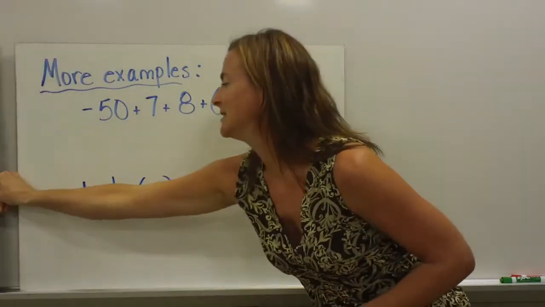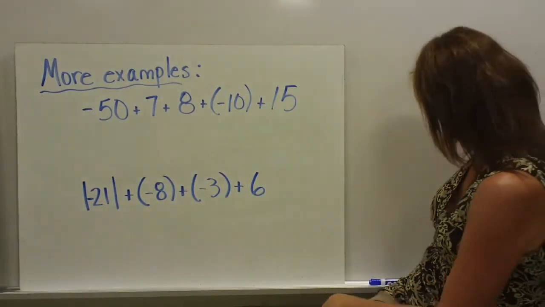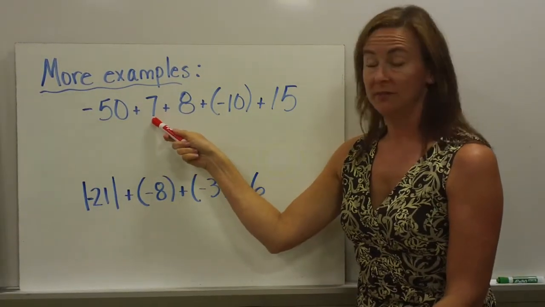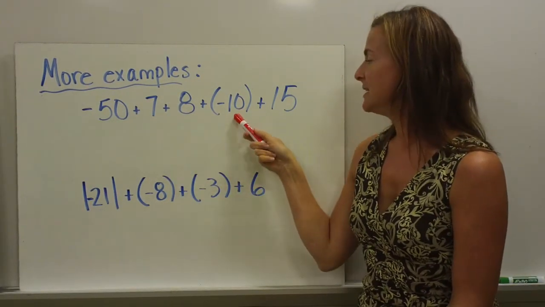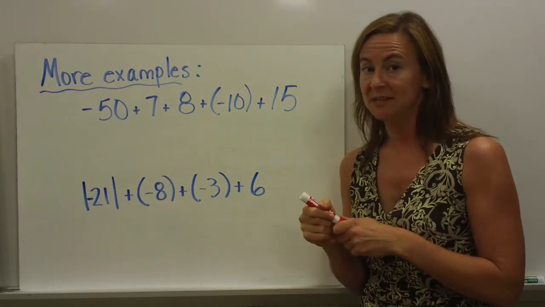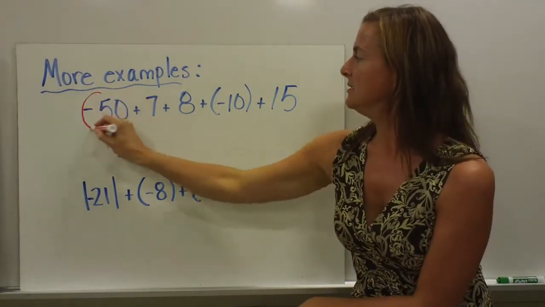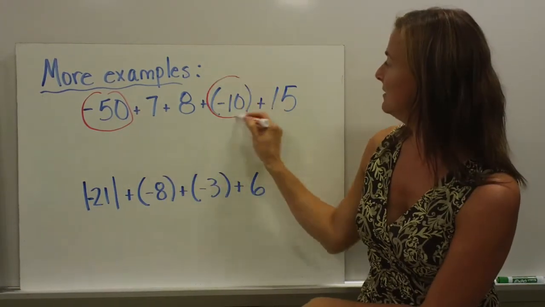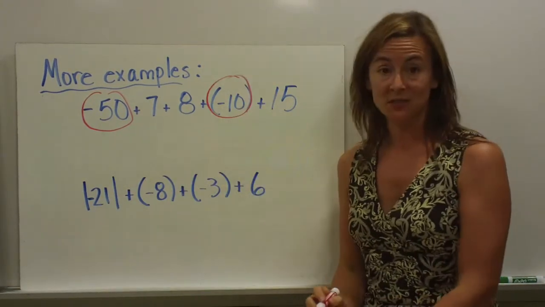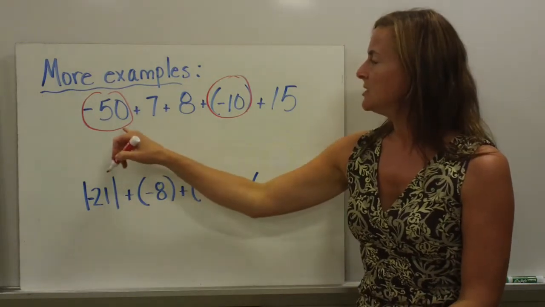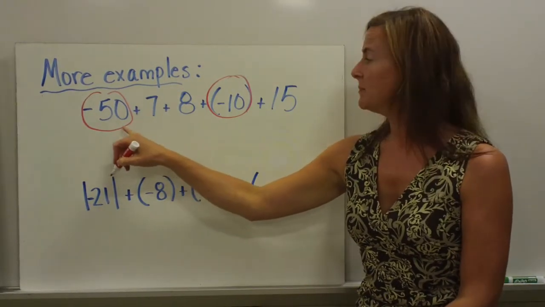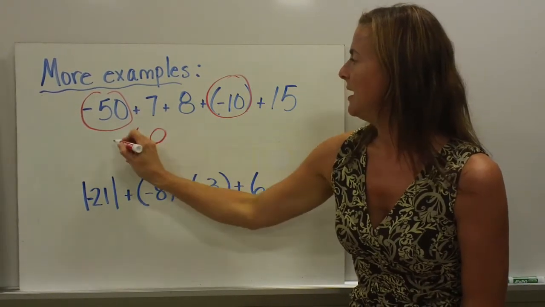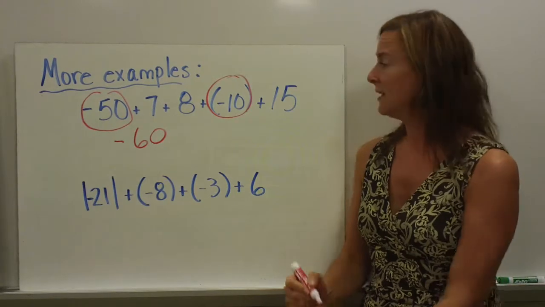Take a look at a couple more examples. Here we have a -50 and 7 and 8 and a -10 and 15. So remember we said start by collecting all of the same signs. -50, here's a negative, and -10, that's it, just two negatives in this problem. So same signs, add and keep. 50 plus 10 is going to be 60. I have a negative sign.